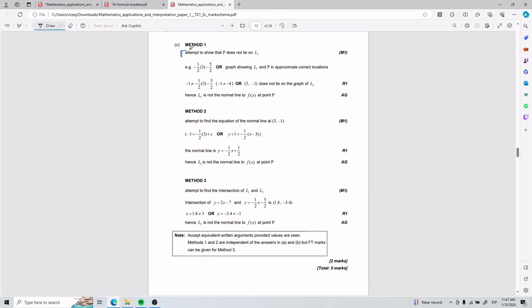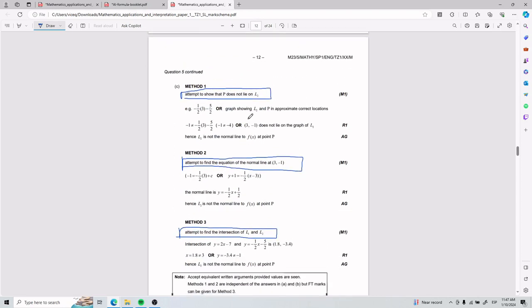You can attempt to show that P doesn't lie on line L2. You can attempt to find the equation, but that is a little more annoying. And intersection is a little easier, but still. Stick to the most intuitive one. I'm not going to show you all the tools, because I'm just trying to explain this one problem. For this one problem, the most direct approach is plug in P. If it doesn't work, move on.